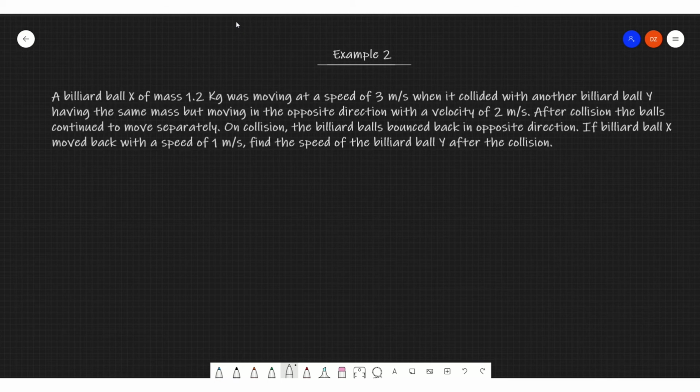So, again, you have to identify that you have a case of elastic collision. Why? Because you have two separate bodies before collision, they collided with each other, but after collision, these two bodies remain separate from each other. So, similarly to example number 1, ideally we start with the before and after.